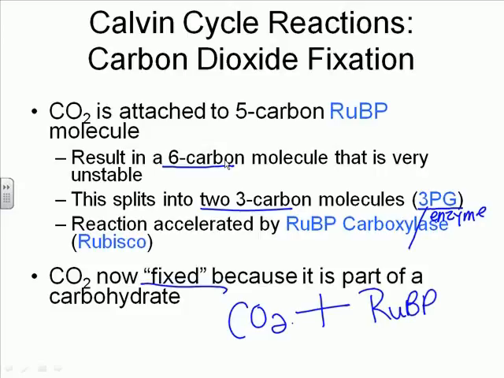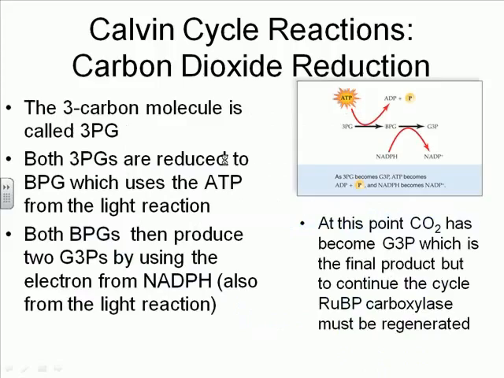Step 2. Now this 6-carbon molecule, which split itself really quickly into 2 3-carbon molecules, is going to need reducing, meaning we need it to gain an electron. So here's one of our molecules. Remember, there's actually 2 of them. Here's one of them. This 3-carbon molecule, called 3PG, is going to be reduced. We're going to cause it to gain an electron. It's reduced then to a product called BPG.